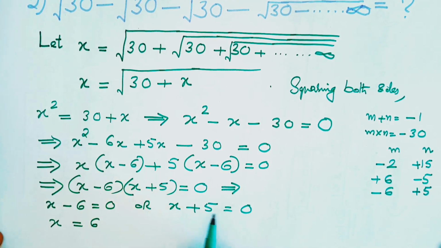Again taking 5 to the right side, you will have x equal to minus 5. So let me write it down here. Minus 5. So you got two solutions for x. Now which one to be accepted?